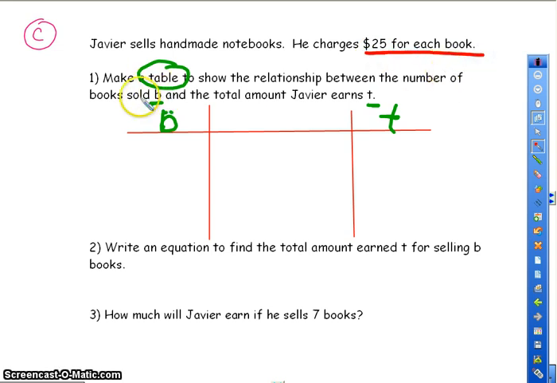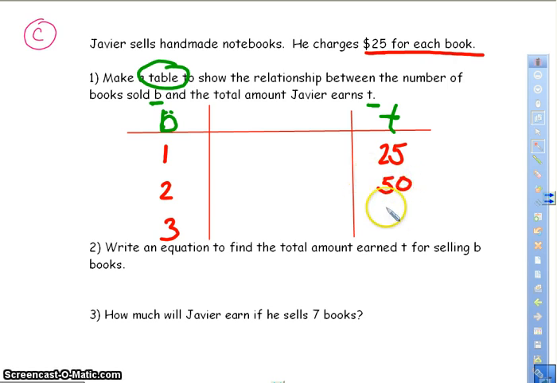Well, B represents the books. So if I sell 1 book, 2 books, and 3 books. If I sell 1 book, he's going to get how much money? $25. If I sell 2 books, you're going to get $50. If I sell 3 books, you're going to get $75. Okay, because you're going to add $25 for each book. Another way to think of it is I'm taking 1 times the number of books sold times $25.